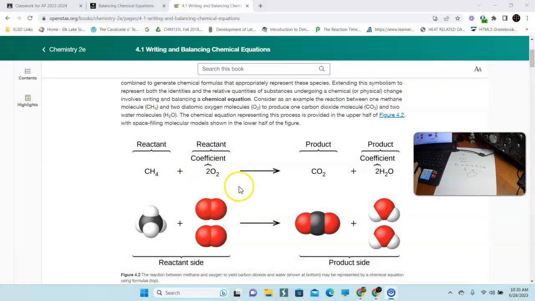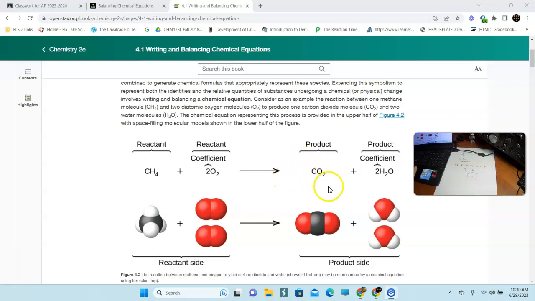So when you see something like O2, that's why it's written as O2. Anyway, on the left-hand side are the reactants. Those are the things coming together to form, you guessed it, products. So we have a chemical reaction written out in chemical symbols: CH4, one molecule, plus two molecules of O2 to give one molecule of CO2, carbon dioxide, and two molecules of water.